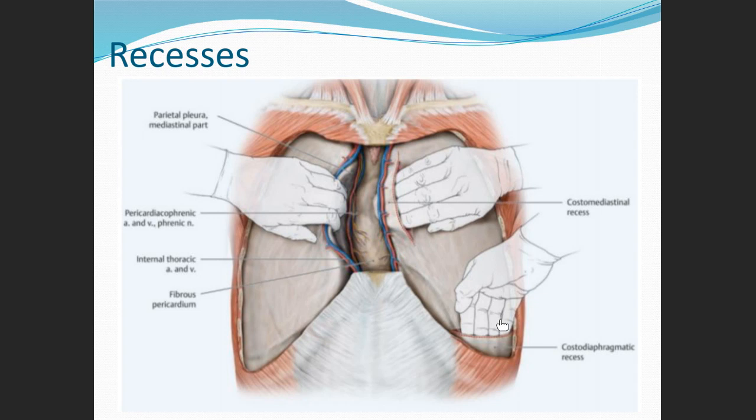The pleura, whether the parietal or the visceral pleura: the parietal pleura is attached to the chest wall and the visceral pleura is attached to the lung. Where it reflects, it goes down on the chest wall and then reflects back up on the lung, and that reflection leads to a pocket. That pocket, all the way down here, is known as the costodiaphragmatic recess, because it is a pocket between the diaphragm and the ribs. Another pocket, right here between the ribs and the mediastinum, is known as the costomediastinal recess.